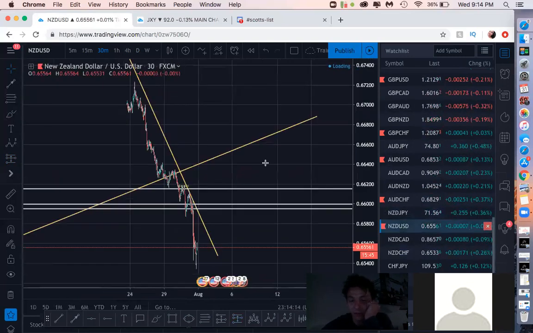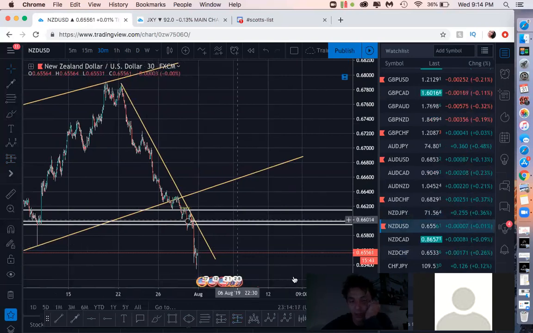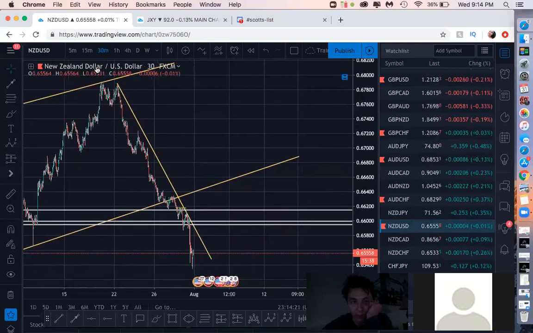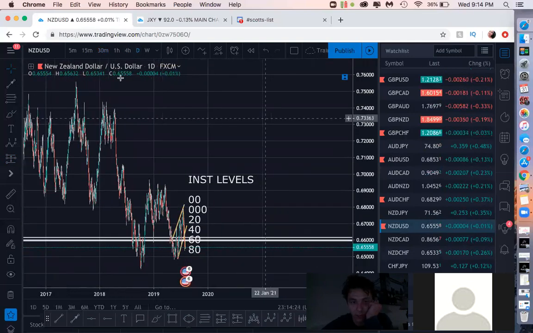As for NZD/USD, I'm still looking at this buy. I'm not taking this trend line off. I'm still looking at this break to come up. Further analysis.